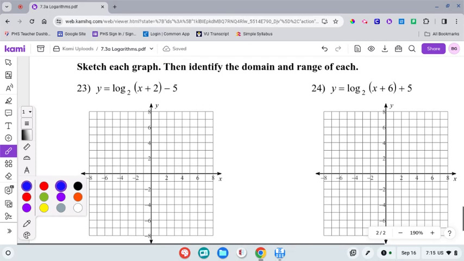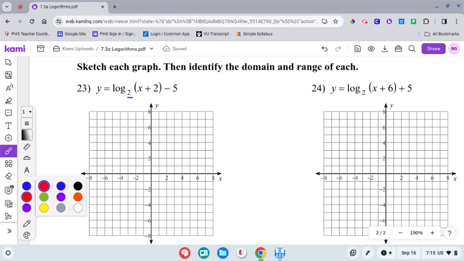Okay, number 23. Sketch each graph, then identify domain and range of each. Okay, so this one's a little bit different because of this base 2. The others had a base 10. This has a base 2. But it's going to start off the same. What number makes that equal 0? Well, it's negative 2. So there's a vertical asymptote at x equals negative 2. Negative 2. Vertical asymptote. Start with that.